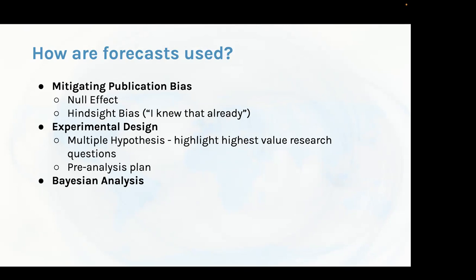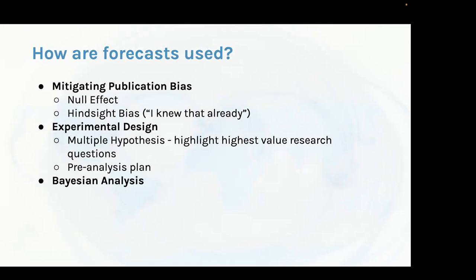And so that helps you with experimental design. The other way it can help you is to write up your pre-analysis plan. If you provide more information on why you are doing this and what the academic consensus is, it helps to improve transparency in the research design.